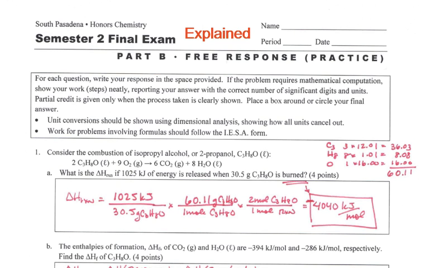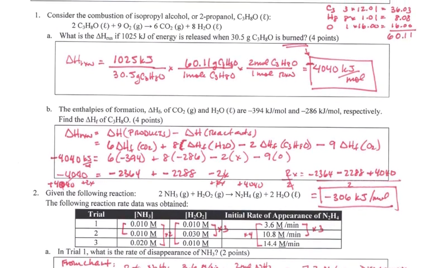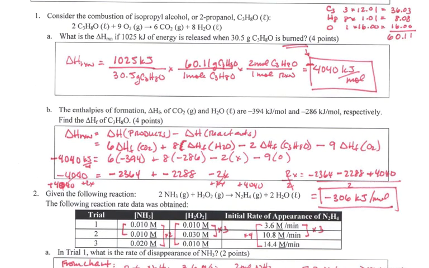Okay, going over the free response portion of the practice semester 2 final. So the first question here says, what is the delta H of reaction if a certain amount of energy is released when you get 30.5 grams of C3H8O? So the delta H of reaction, what you want to do is set up what you know.